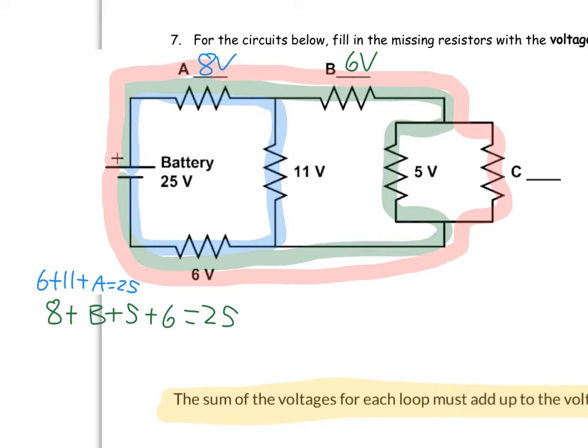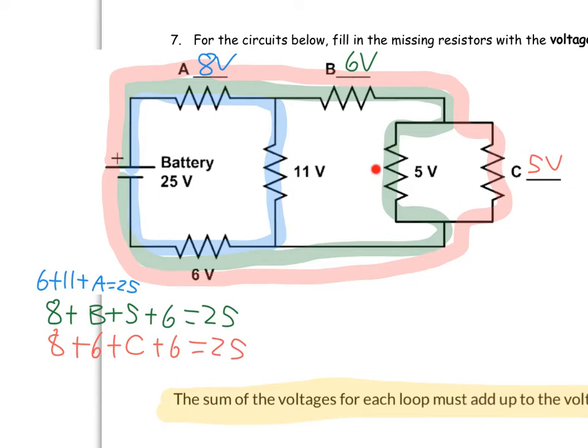And then lastly, I'm going to think about the far red loop. So I have this loop all the way out here. For that one, I have 8 volts on the first resistor, plus 6, plus resistor C, plus 6 must equal 25, and so I find that resistor C must be equal to 5.